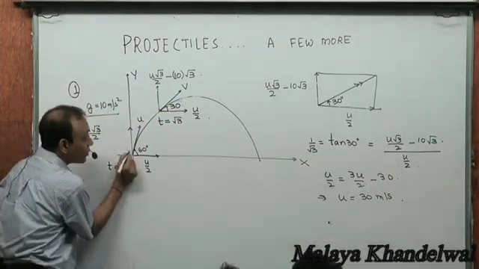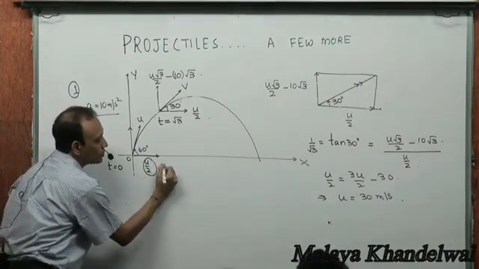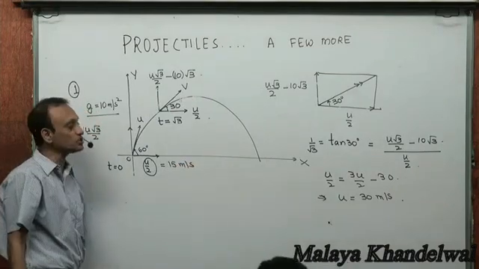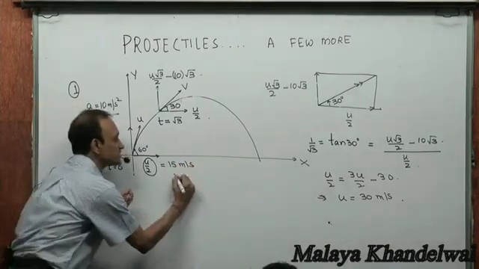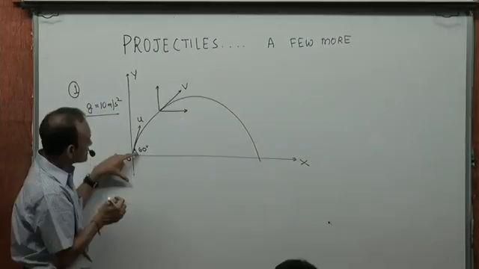Right? We need the horizontal component of velocity, which is u by 2, which is then 15 meters per second. Horizontal component of the velocity is u by 2, which is 15 meters per second. Yes or no? I hope all of you got this right independently also. Right?